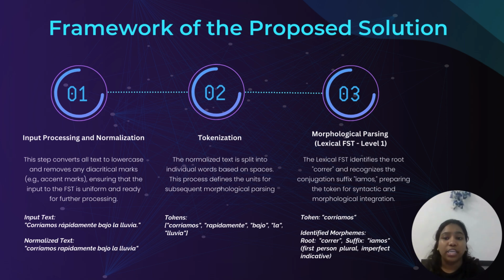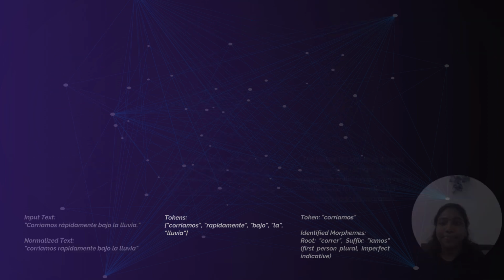The second step is tokenization. In tokenization, the normalized text is split into individual words based on spaces. This process defines the units for subsequent morphological parsing. So from the input text, we can see here there are 5 tokens. Now the third step is morphological parsing, lexical FST level 1. The lexical FST identifies the root word corr and recognizes the conjugation suffix iamos, preparing the token for syntactic and morphological integration, as you can see in the example provided.